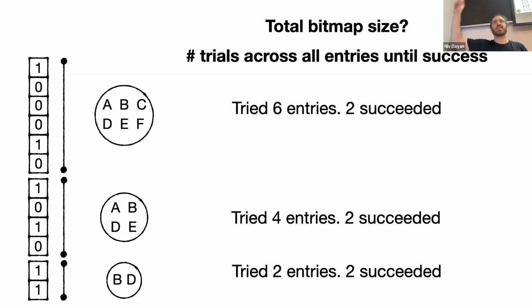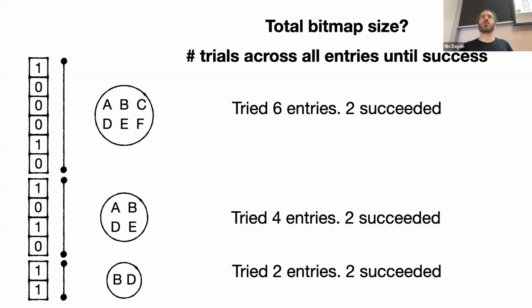Right? For a given entry where I succeeded the first time, it only requires one bit. If it's an entry that I attempted 3 trials and I succeeded the third time, that entry will require 3 bits across 3 bitmaps. Right? So this is the thing that we need to analyze, and this will tell us what the number of bits is in the bitmap.